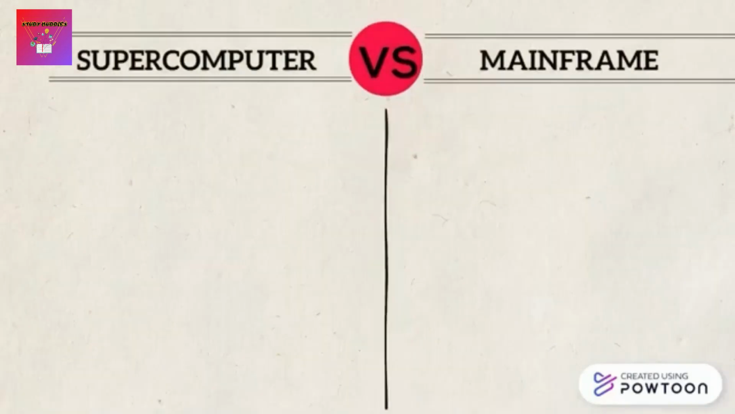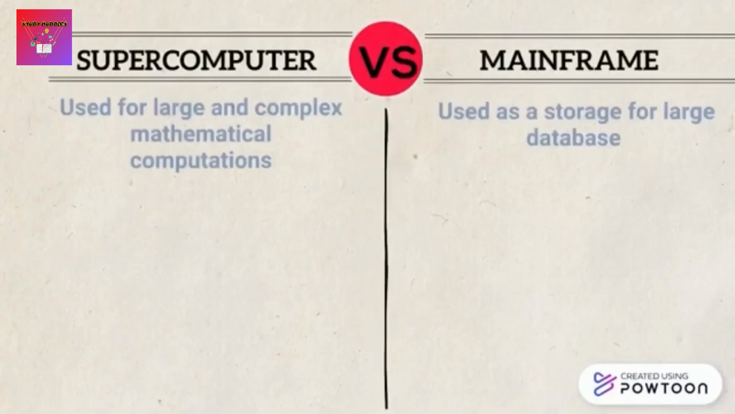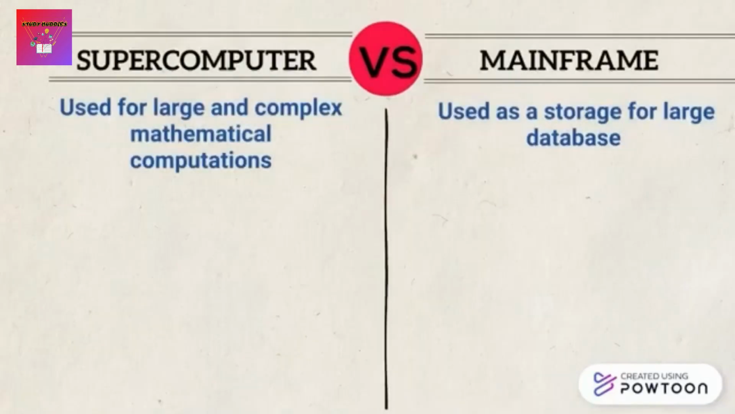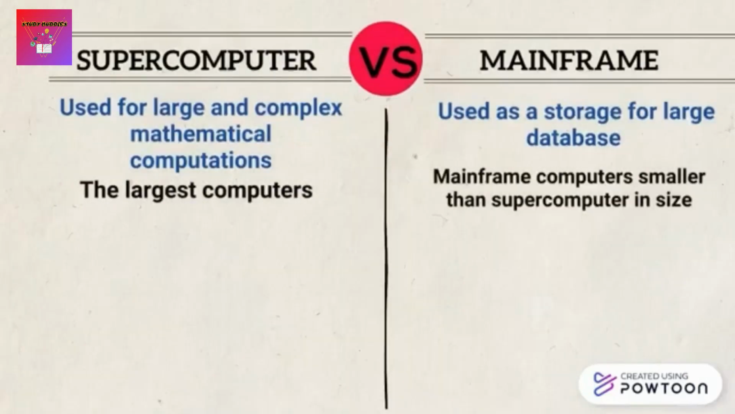Now, let's look at the difference between supercomputer and mainframe. Firstly, supercomputers are used for large and complex mathematical computations. Meanwhile, mainframe computers are used as a storage for large databases and serve a maximum number of users simultaneously. Secondly, supercomputers are the largest computers. Meanwhile, mainframe computers are smaller than supercomputers in size.